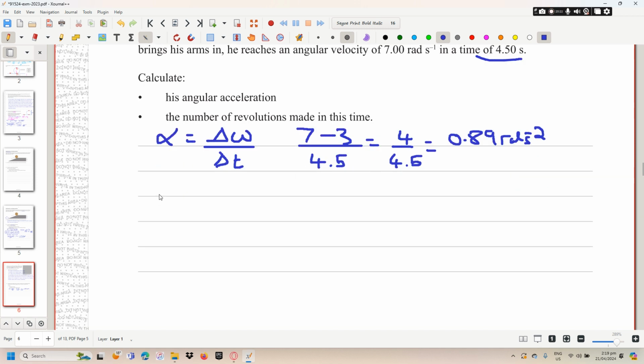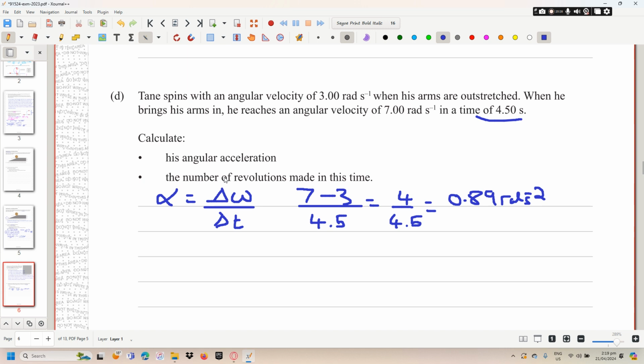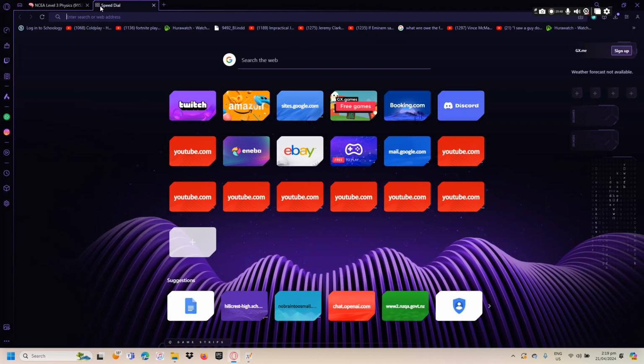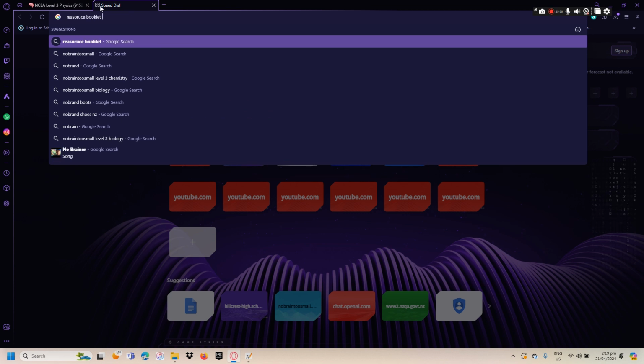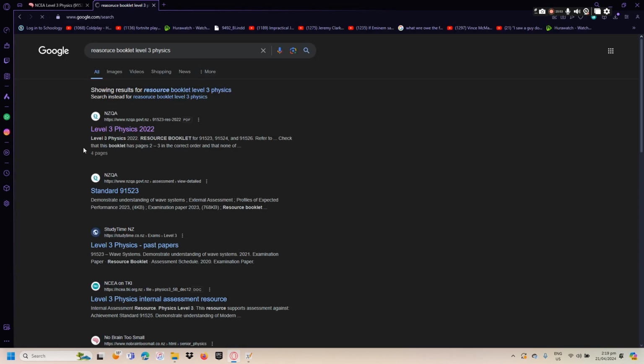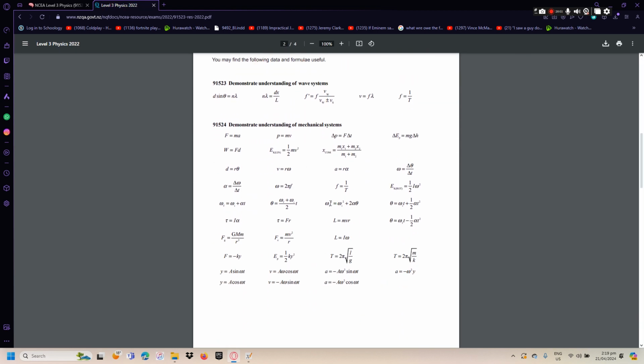Now, if you know calculus, you could very easily work out the number of revolutions, but you have to bust out the formula sheet, and it'll tell you that theta... I don't actually have the formula sheet, that's annoying. Distance travelled, I think it's equal to... oh well, I'll get a resource booklet. Resource booklet, level 3 physics. And there we go. Here it is.